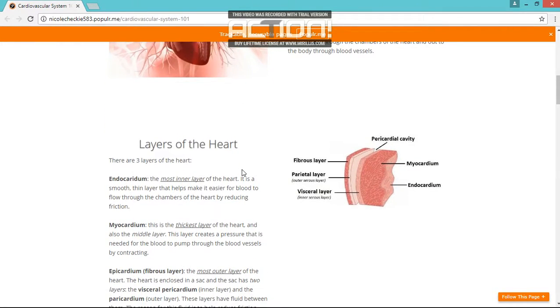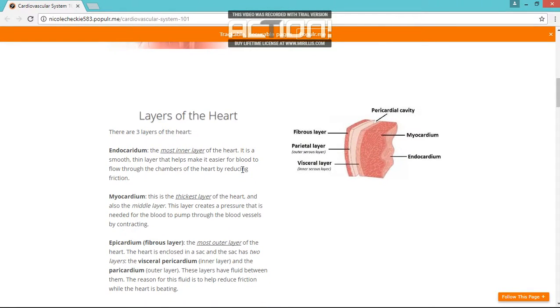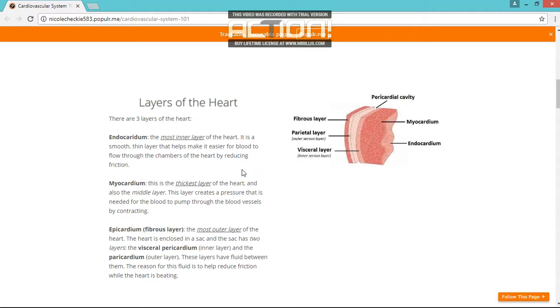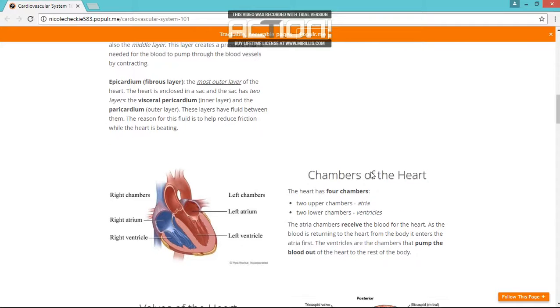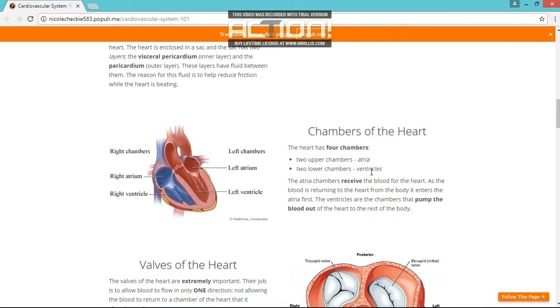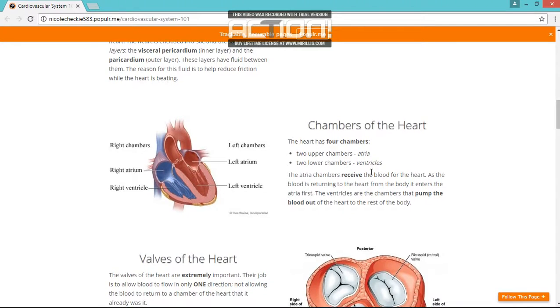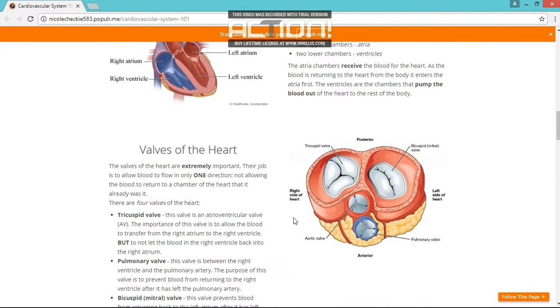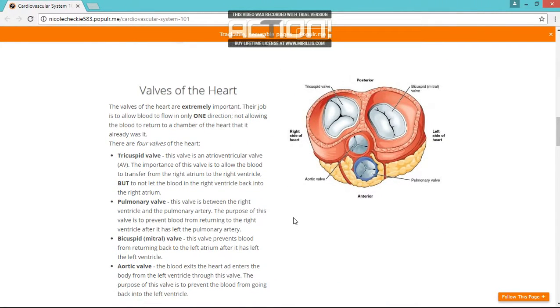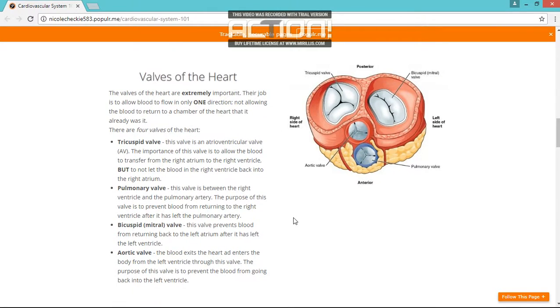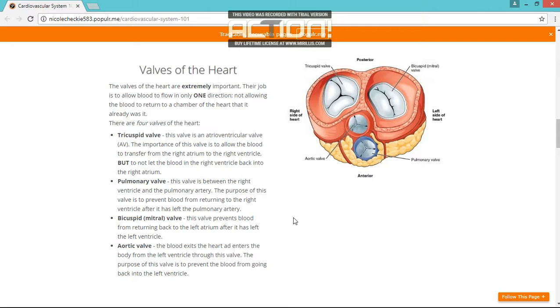Here explains the different layers of the heart and the purpose of each layer, with a picture showing the different layers. This portion explains the 4 different chambers of the heart, with a picture showing, giving a better explanation. This next section shows the valves of the heart. Each valve has a different function, and here explains why each valve is important.